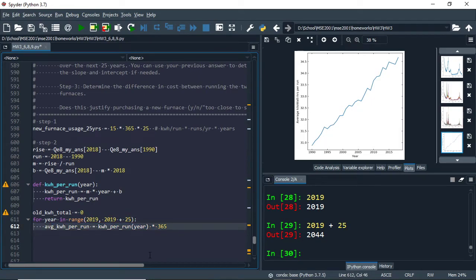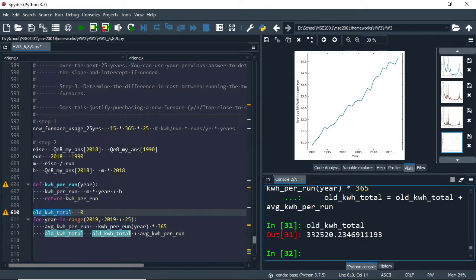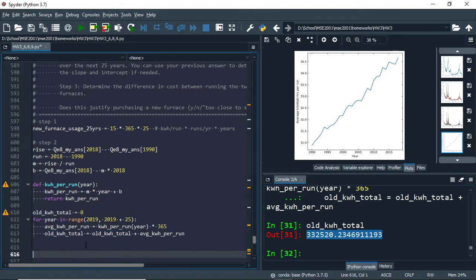And then finally, we can take the old total we had, so all the contribution from all the previous years, and we'll add the current year we're on, and we'll update so that the next year we have all of its previous years. Let's go ahead and run this, and we see we get 300,000.